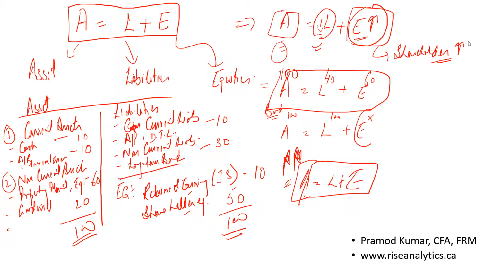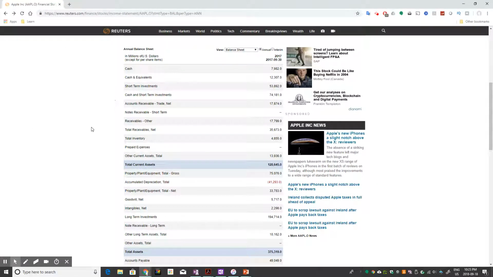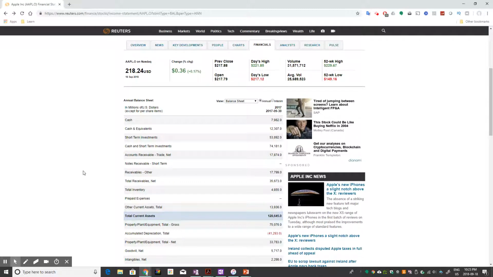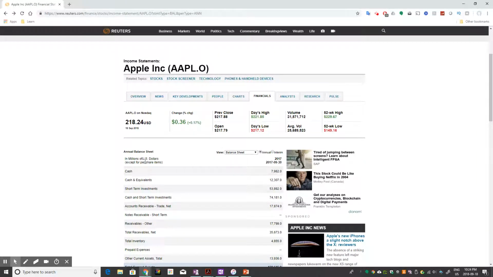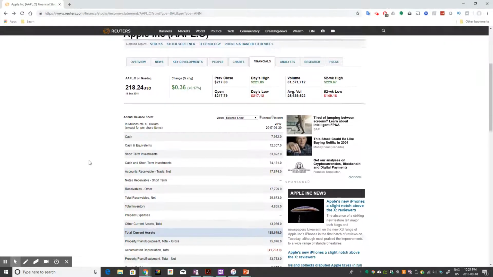So let's take a good real example from any company's annual balance sheet. I already picked up Apple, because everybody likes Apple, I believe. Let's see this balance sheet. This is the latest as of today, 18 September, but this balance sheet is from 30th September 2017, right? This is their annual balance sheet, and all the figures are in millions, in US dollars.